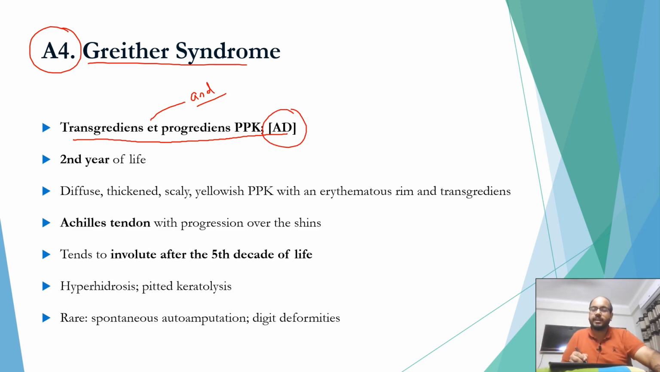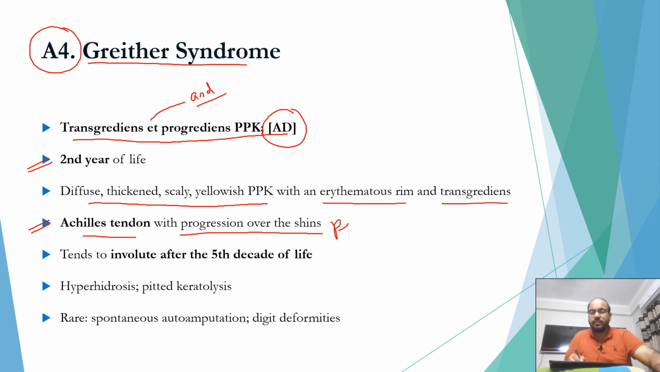It's an autosomal dominant disorder, starting from the second year of life, with diffuse, thickened, scaly yellowish keratoderma with an erythematous rim and transgradience. That means crossing the margin. It crosses the margin of the sole also to involve the Achilles tendon and progresses over the shins. So like we say, the first definition of progradient, that means increasing with age, is also there, and it increases and crosses the margin of the soles over time.